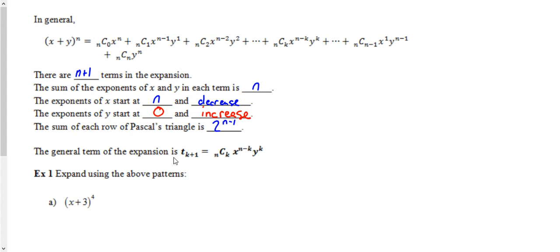The general term for the expansion, right here. So if I ask you for a particular term, you can use this equation to find it. If I ask you for term, let's say term 3, well then it'd be k, whatever your k value is. You want term 3, so it'd be 2 plus 1, because that gets you to 3, and then you just run it in here, where k is 2. Your n would be whatever you started off with. This n choose k is going to build your coefficient, and you have your 2 variables right here.